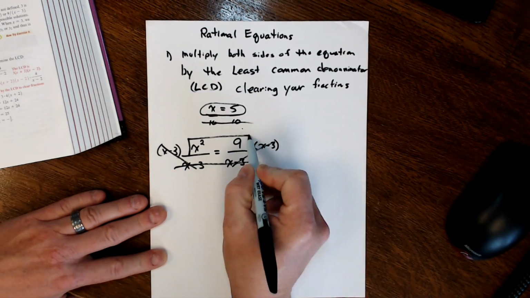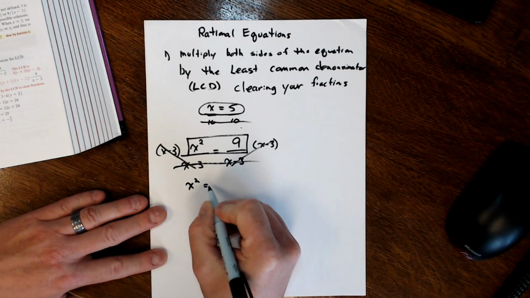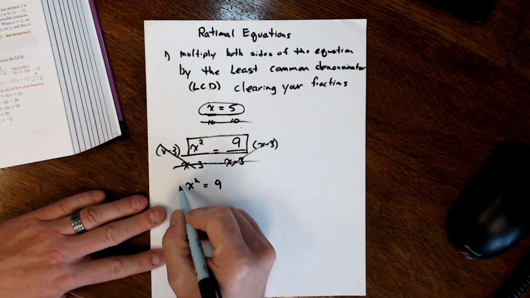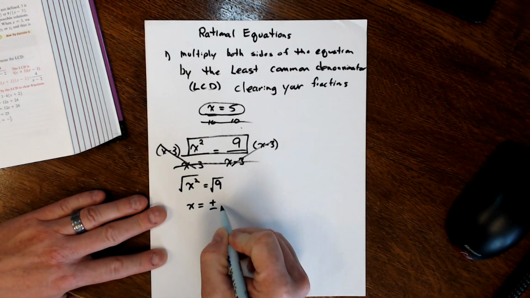And then we solve the top. Here we get x squared is equal to 9. Taking the square root of both sides, we get x is equal to plus or minus 3.